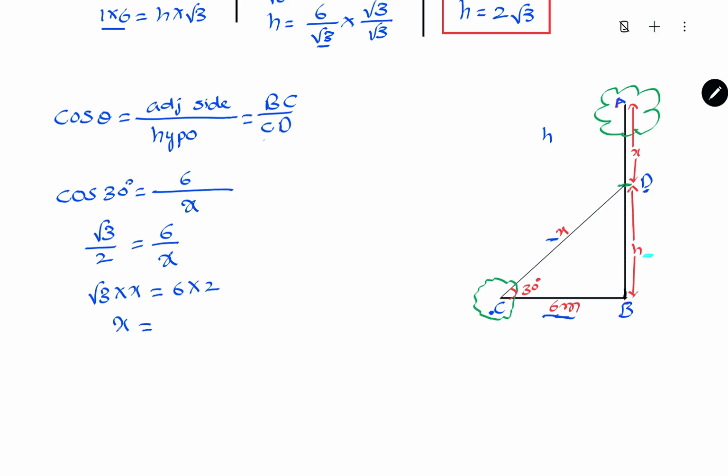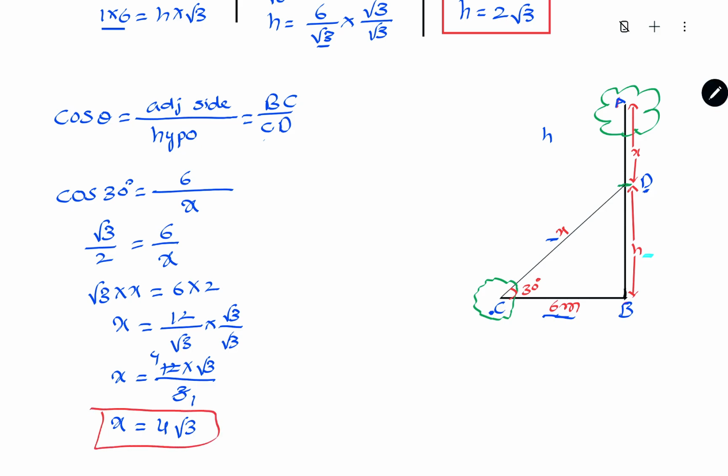x is equal to 6 twos are 12 by root 3. Rationalize the root 3 value. Here root 3 is in the denominator now, so we should do rationalization. Multiply with root 3 and divide with root 3. Then x is equal to 12 into root 3 by root 3 into root 3, which is 3. 3 fours are 12, so x is equal to 4 root 3.